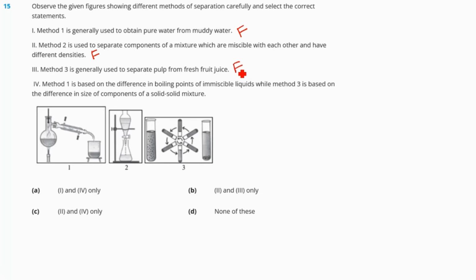Method 1 is based on the difference of boiling points of immiscible liquids. No, this is in the case of miscible liquids. While method 3 is based on the difference in size. No, it is for solid-solid mixtures, but based on the difference in densities also, the difference in weight also. Okay, but very tiny. So this is also false. So our answer is option number D, none of these.